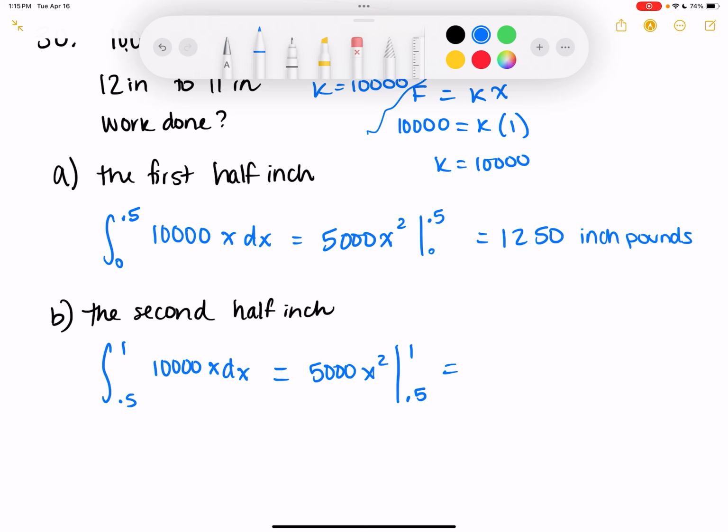So what are we doing? Plug in 1 for x. So 5,000 times 1 squared is 5,000. What if I plug in 0.5? And then 5,000 minus 1,250 is 3,750 inch pounds. Inch pounds. Get that out of here.